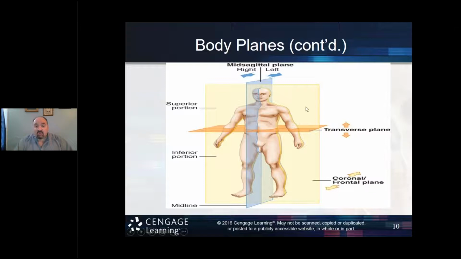The coronal, aka the frontal plane, right here. So this would be right here. It separates the body into an anterior and a posterior aspect. The transverse, aka the horizontal plane, separates the body into a superior and an inferior portion. Okay, so those are the planes of the body.